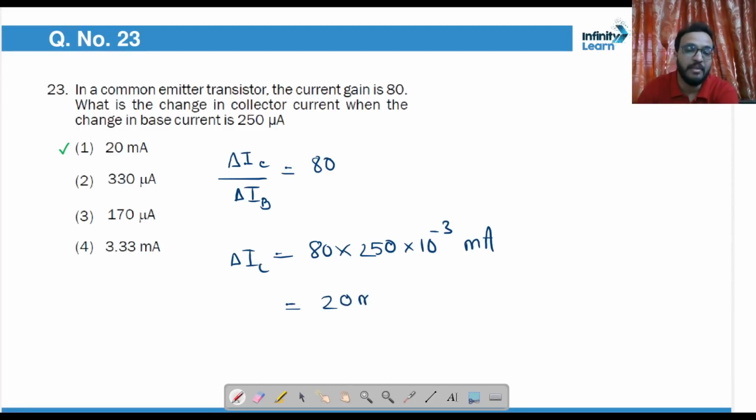25,800 altogether, 20 milliampere. Got it? First option is correct.